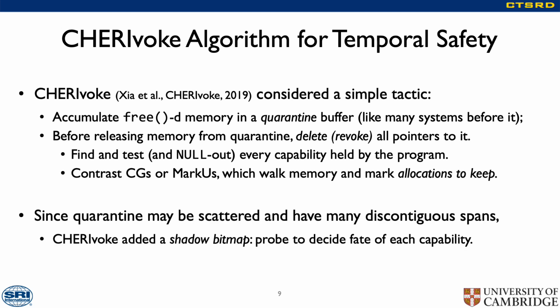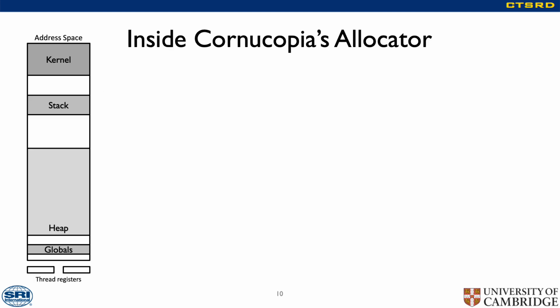The quarantine, in principle, is any subset of the heap. For maximum flexibility, CheriVoke proposed the use of a shadow bitmap with a simple function to translate a pointer's target to the corresponding shadow bit. The allocator may keep quarantined regions in list form, but the sweep uses constant time probes of the bitmap. So all told, what does this look like?